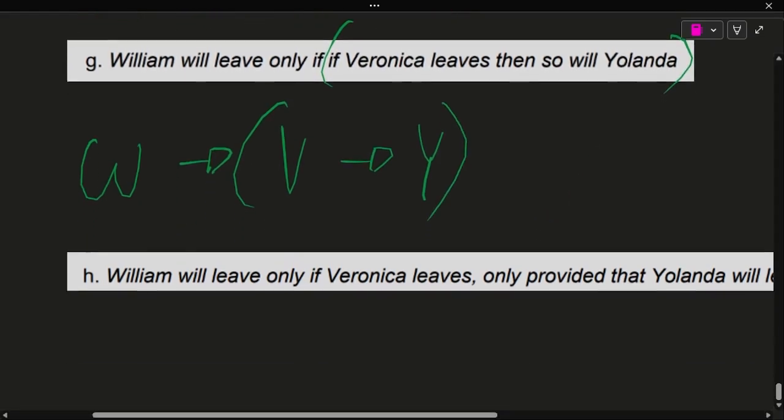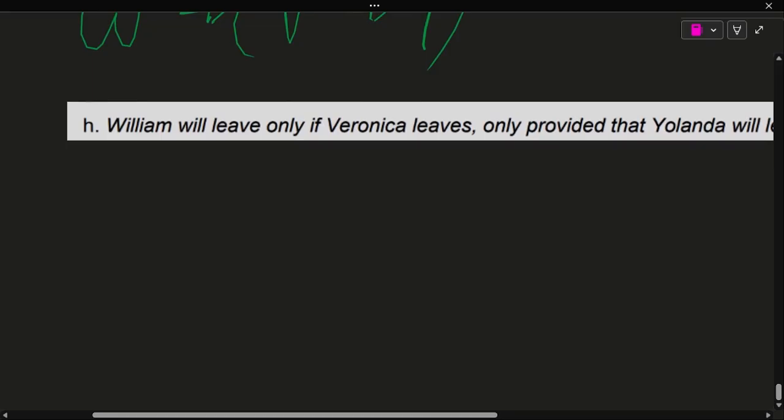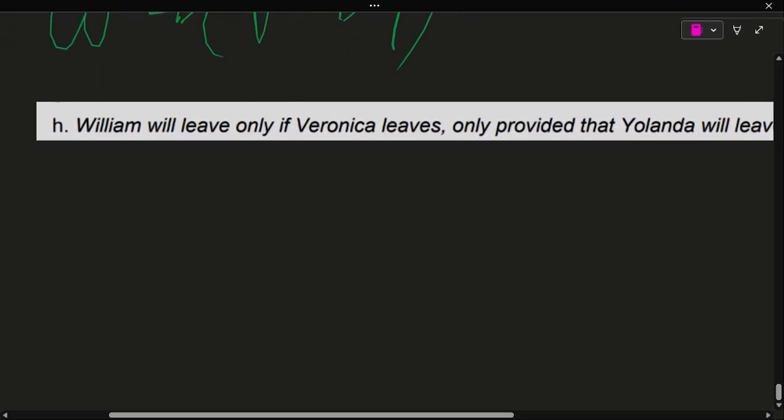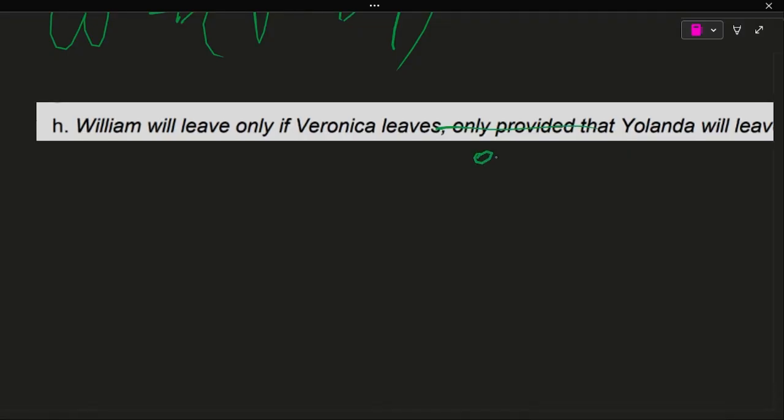Perfect. William will leave only if Veronica leaves, only provided that Yolanda leaves. This one's a little more confusing to read out loud, but only provided that it's like only if. And from there, it's straightforward. William leave only if Veronica leaves, bracket. Leave only if Veronica leaves. And then will Yolanda leave.